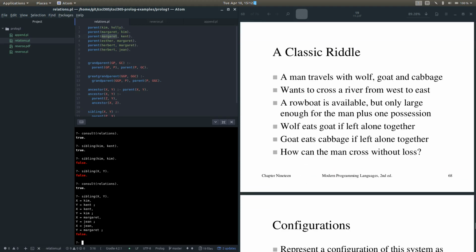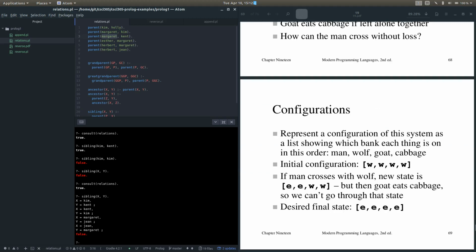And so this gets us into this classic riddle, right? A man travels with a wolf, goat, and cabbage, and wants to cross a river from west to east. A rowboat is available, but only large enough for the man plus one possession. The wolf eats the goat if left alone together. The goat eats the cabbage if left alone together. How can the man cross without some sort of loss?